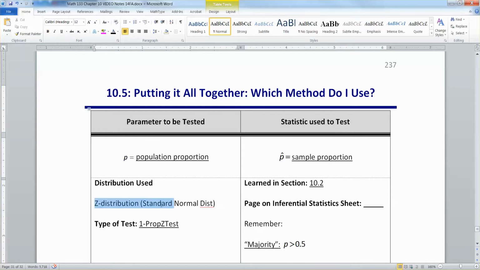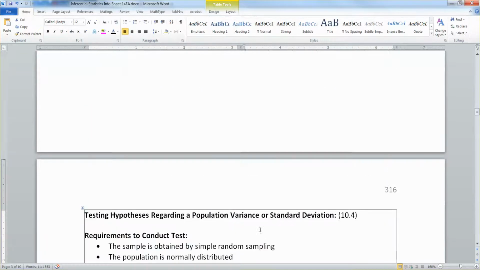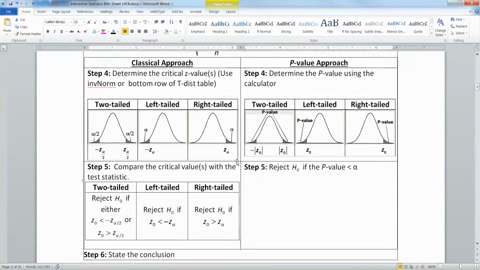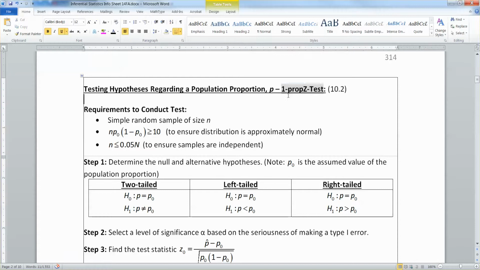If that's the case, you're using a Z distribution, and the type of test it'll be is a one-prop Z test in your calculator. So let me bring up the inferential statistics sheet so you can see it right in here. I tell you right up at the top, it's a one-prop Z test, and notice you're talking about a proportion here. So keep that in mind. If you're looking for proportions, that's what you're going to need.